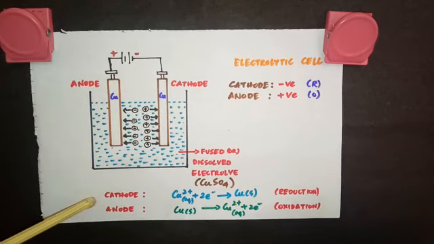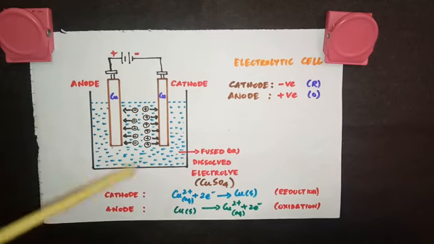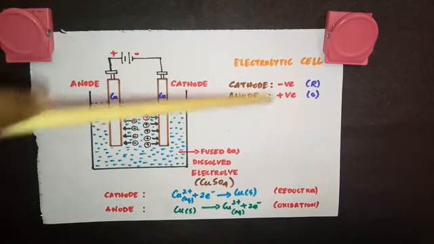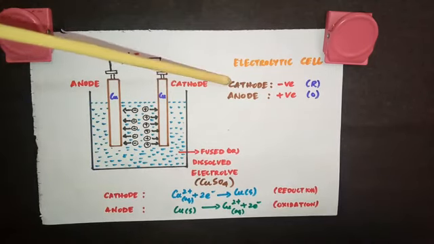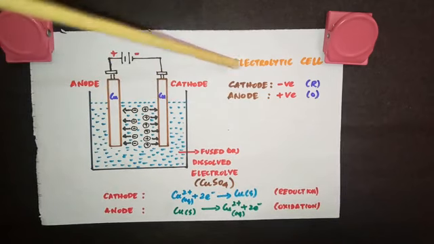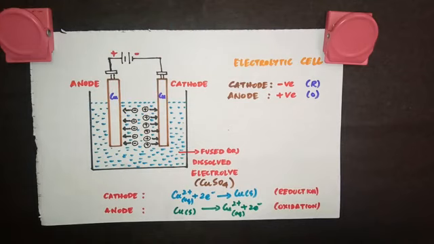And as in an electrochemical cell, what is happening at cathode? Reduction is happening at cathode and oxidation is occurring at anode. But in an electrochemical cell, cathode is positively charged and anode is negatively charged. But in an electrolytic cell, cathode is negatively charged and anode is positively charged. But always oxidation takes place at anode and reduction takes place at cathode.